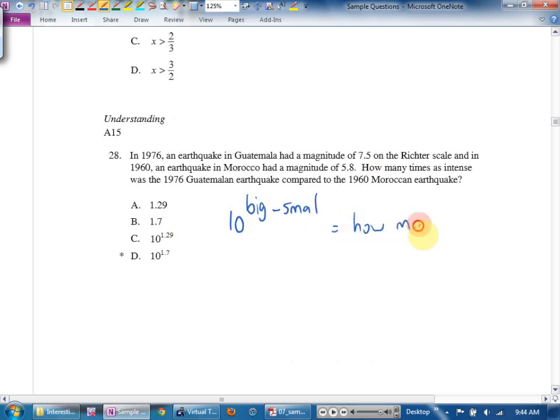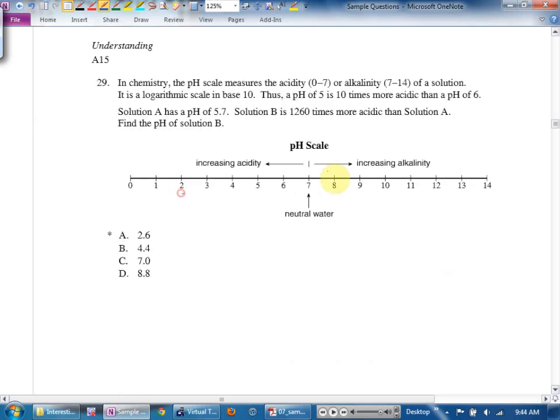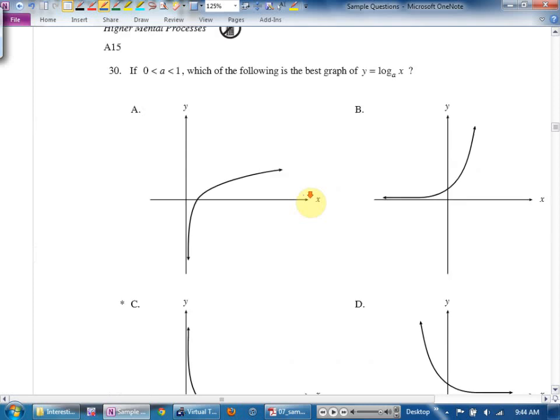pH, they'll give you a lovely chart. Same idea, if they ask it at all. Non-calc question. If A is a fraction, which of these is the best graph of that? Now, if A is a fraction, remember we did exponential graphs.